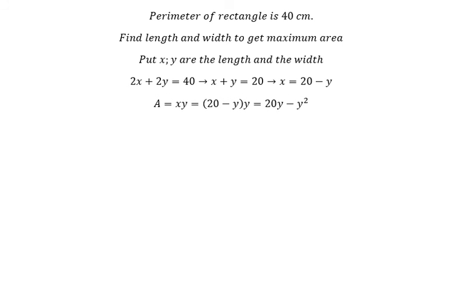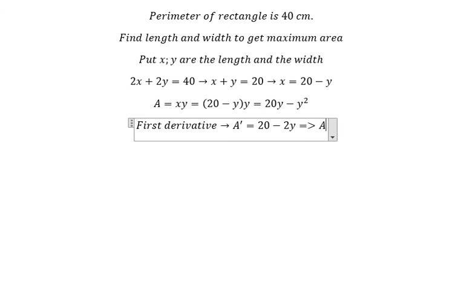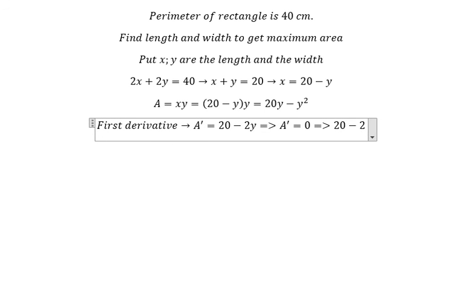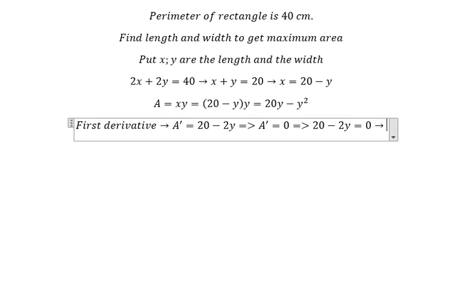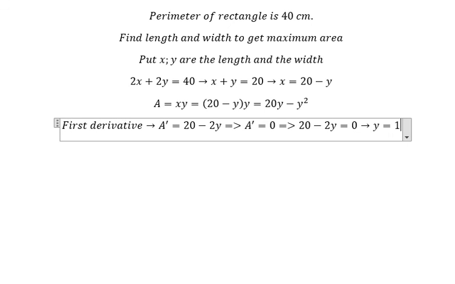Later, we take the first derivative. So here we have 20 minus 2y. We set the first derivative equal to 0. So we have 20 minus 2y equals 0. And y equals 10.